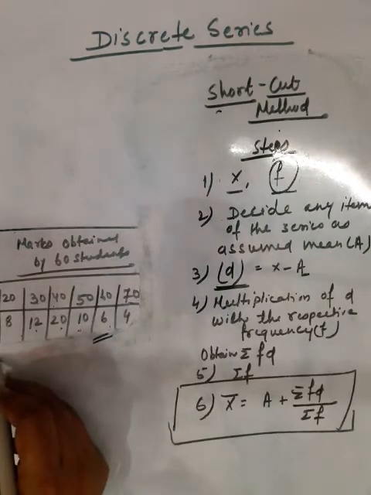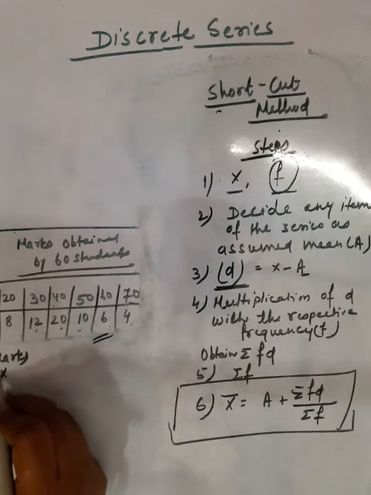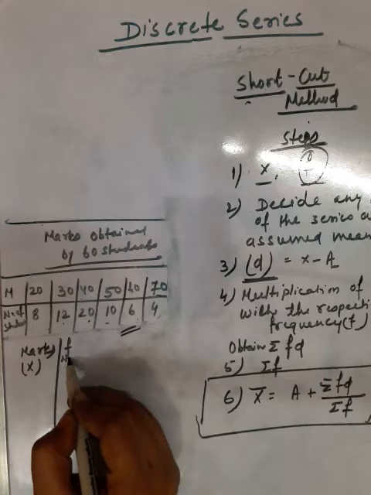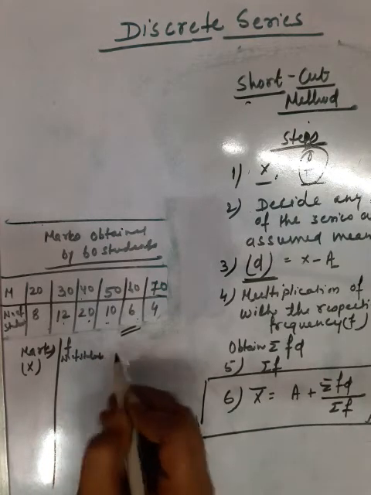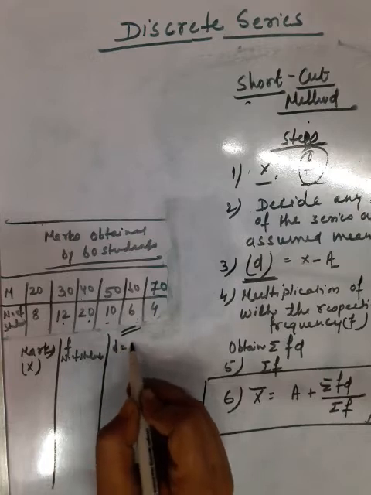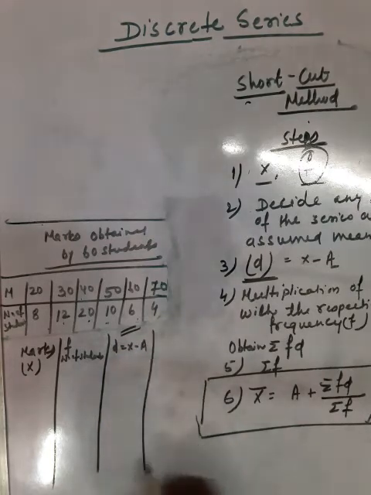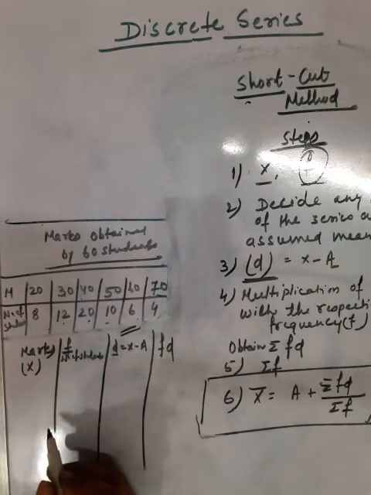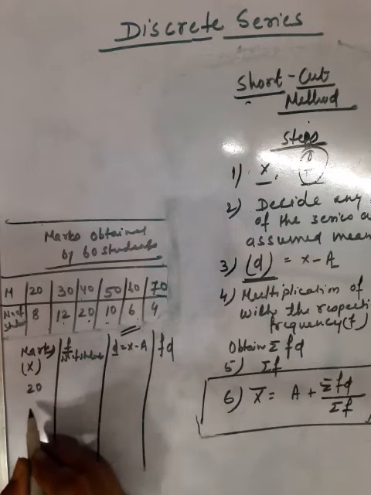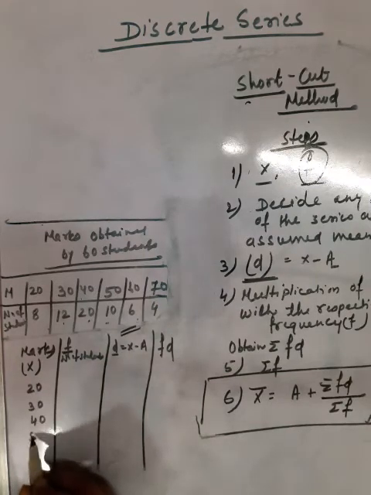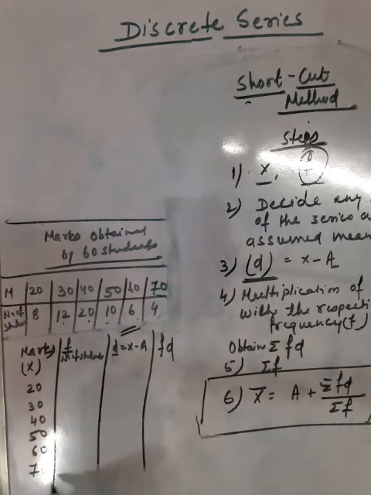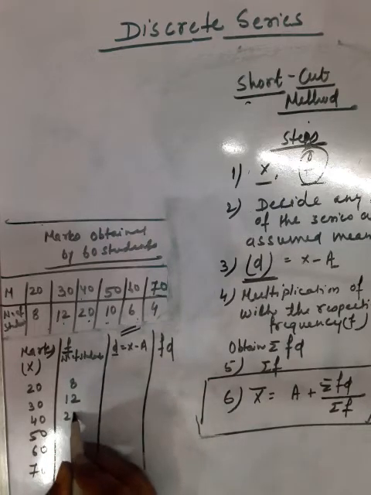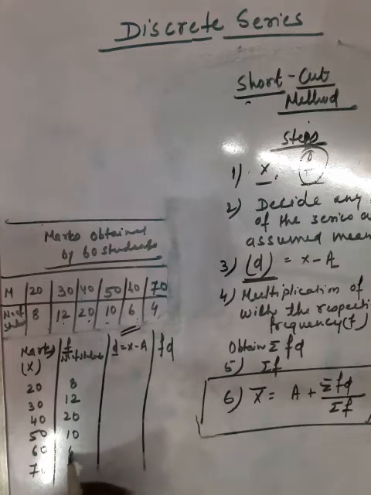First, of course, here I will write marks, that is the variable, denoted by x. Then frequency, that is number of students. Then d equals x minus A, and then fd. We have to multiply for fd. So first x, the marks, as you know, are 20, 30, 40, 50, 60 and 70. Then the number of students, that is f, are 8, 12, 20, 10, 6, 4.